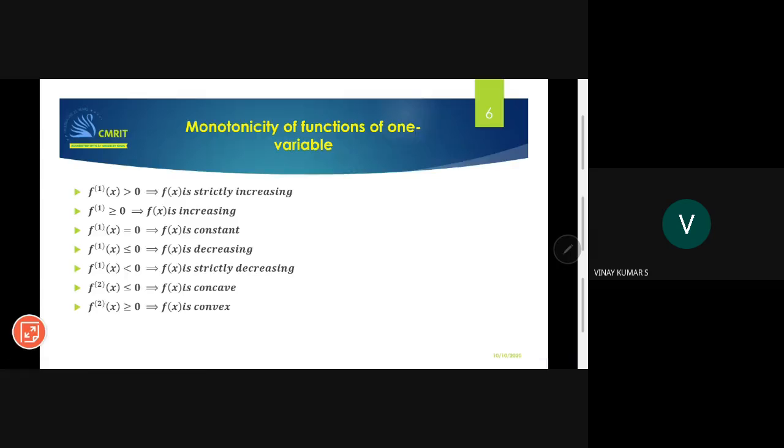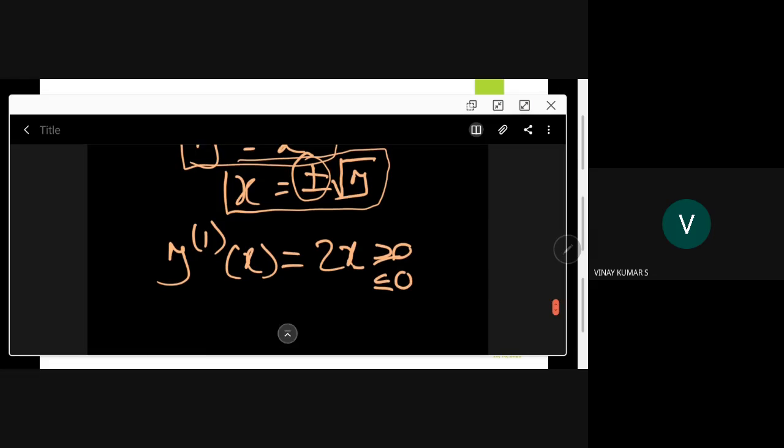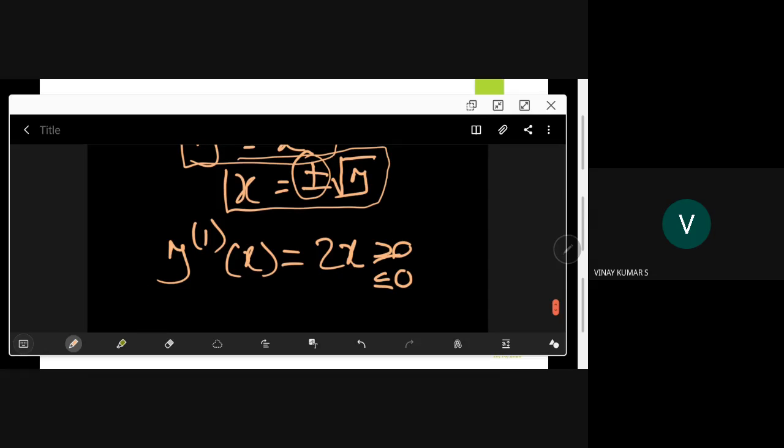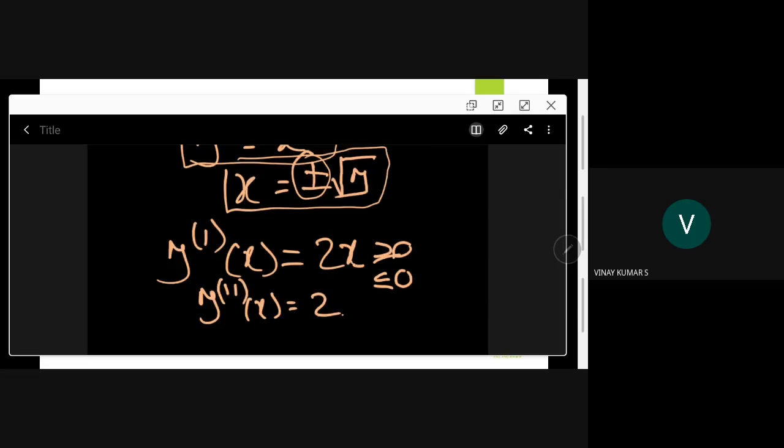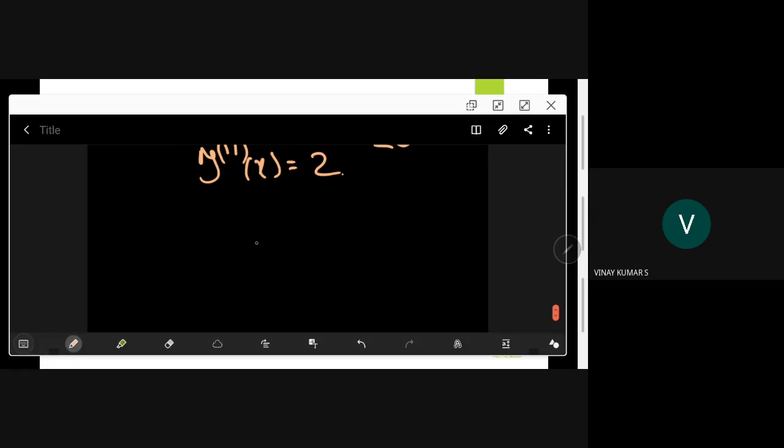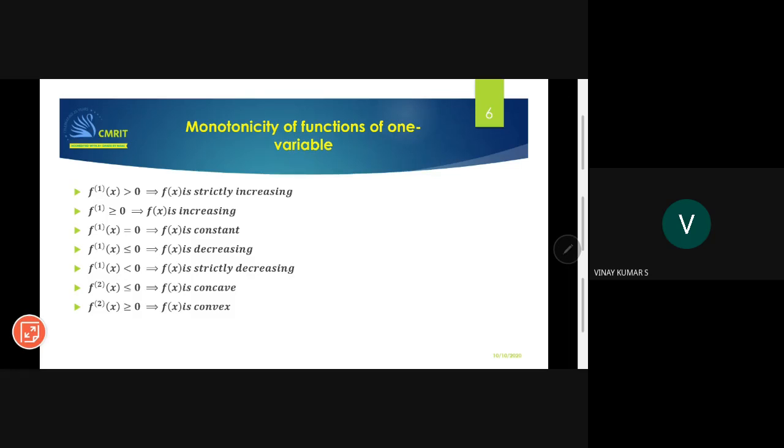Right. So we have talked about convexity and concavity. For example, for the same function, if you go for y double dash of x, what is y double dash of x? It is 2 here. So it is always 2, therefore this graph will be like this. You can say it is concave. Okay, right?